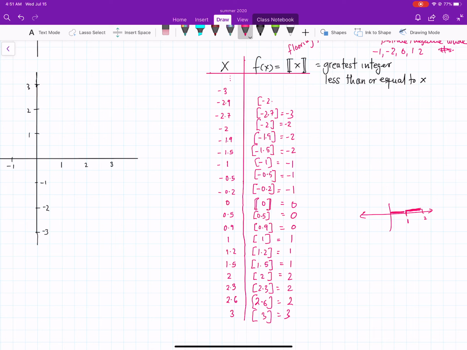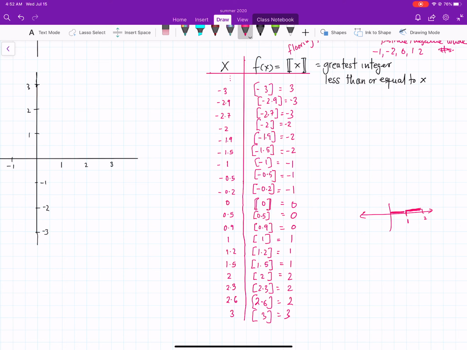Negative 2.9 is negative 3. And then we have negative 3, S3.